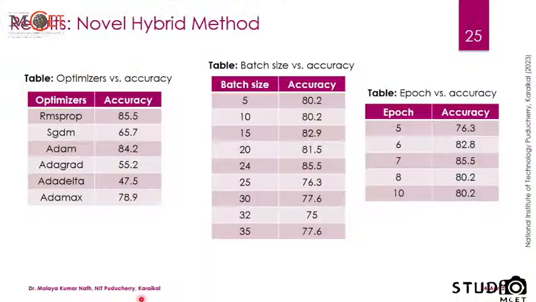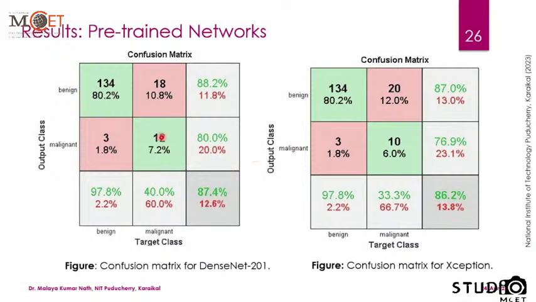In our study, we have used different optimizers, different batch sizes, and different epochs to analyze how these pre-trained networks perform. We have computed the accuracy at the initial stage. Here I have shown one confusion matrix result for DenseNet 201, where we are trying to classify benign as well as malignant. With the help of DenseNet, we are getting the accuracy to be 87.4%. But if we take Xception, we are getting an accuracy of 86.2%.